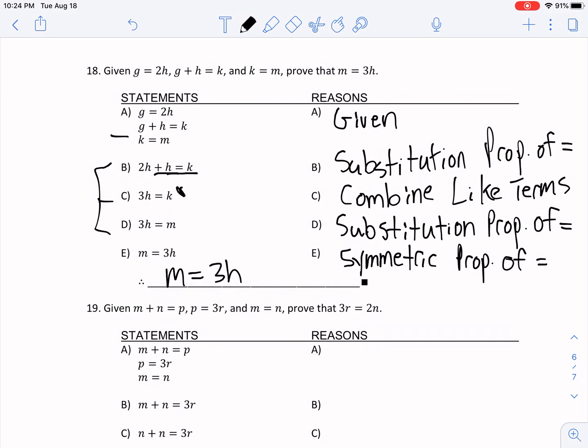Monday we'll work on this. Tuesday maybe we'll work on it a little bit more, and then I'll give you the key to check your notes and check your answers.